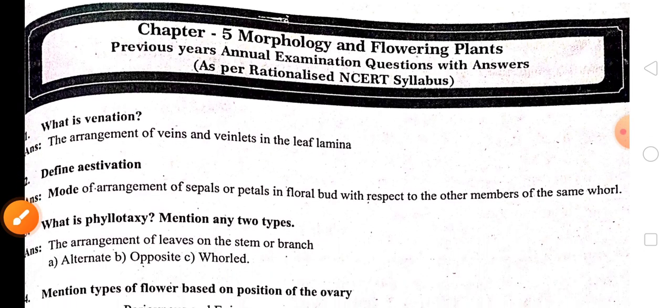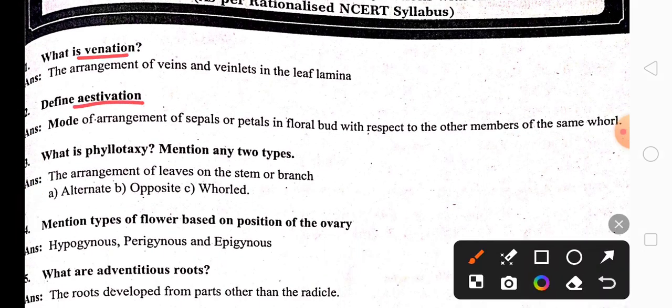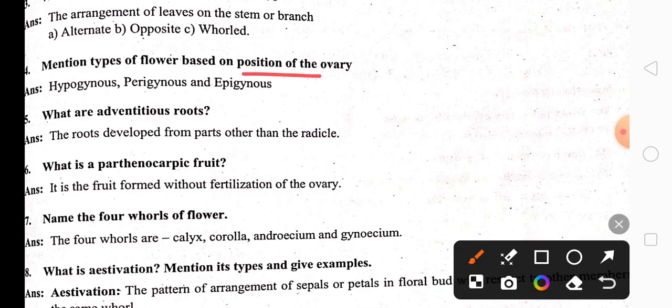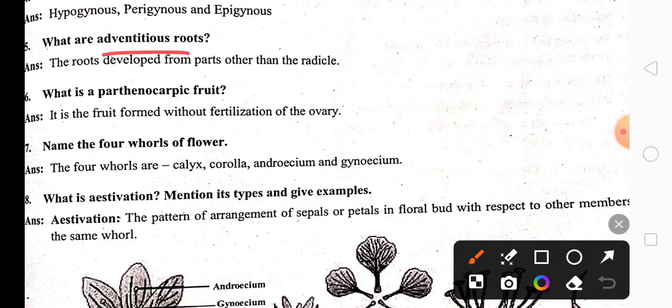Then the next chapter is morphology of flowering plants. In this chapter, the definitions of venation, aestivation, phyllotaxy and its types are very important, and classification of flowers based on the position of ovary, hypogynous, perigynous, epigynous, is also very important. Definitions of adventitious root and parthenocarpic fruits are very important.